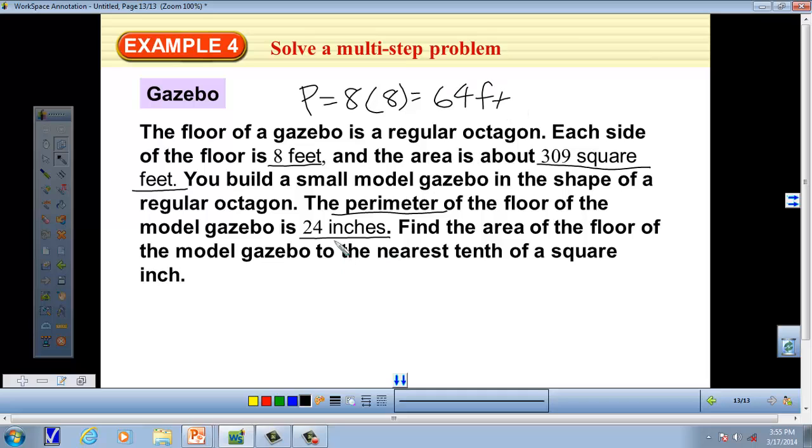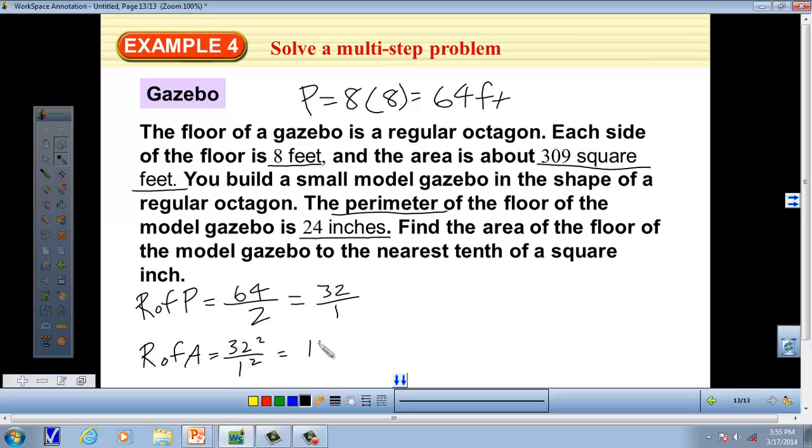And the perimeter here is 24 feet. So we can write our ratio of perimeters. And we'll do it big to small. So it would be 64, and then 24 inches is the same as 2 feet, so it would be 64 to 2. That becomes 32 to 1. We want to know the ratio of areas. So in this case, we would do 32 squared over 1 squared, and that gives us 1024 to 1.